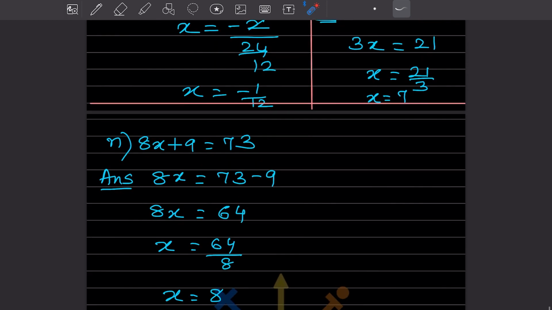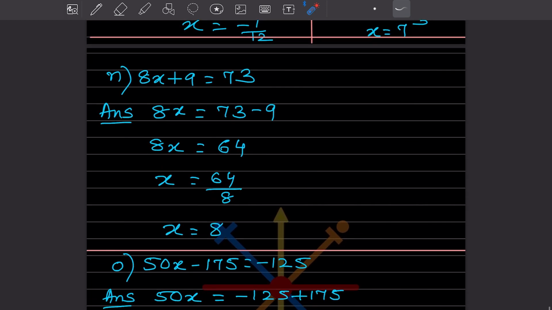Okay. So now the next one says that 8x plus 9 is 73. So 8x is going to be what? 73. Plus 9 is going to be minus 9. So when you subtract this, that is 64. So x is 64 by 8, that is 8. 8 ones are 8, 8 eights are 64.